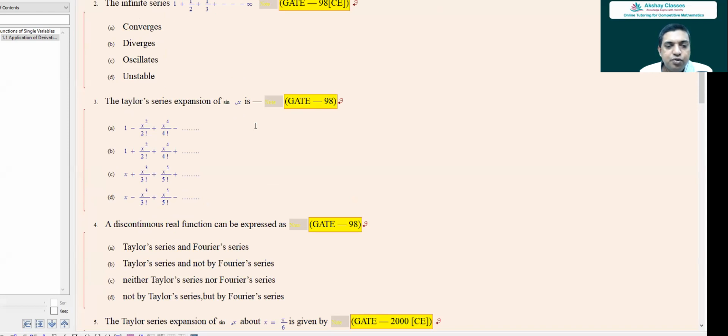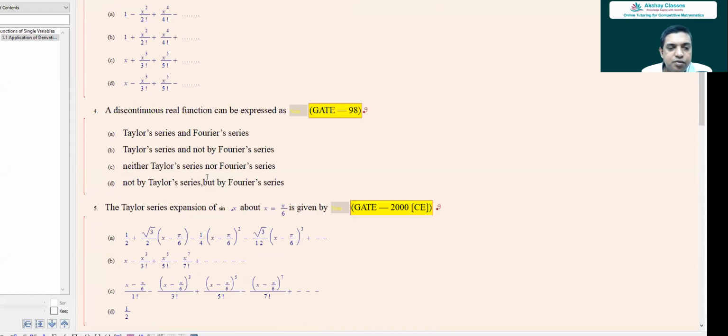Now, we'll do a few questions on this. Convergence and divergence I have to do after integral calculus completes, but you see here the Taylor series expansion of sin x. Very, very simple. Directly x minus x cube by 3 factorial plus x power 5 by 5 factorial, and so on. That means you just have to remember the series expansions. That's it. You don't have to derive it.